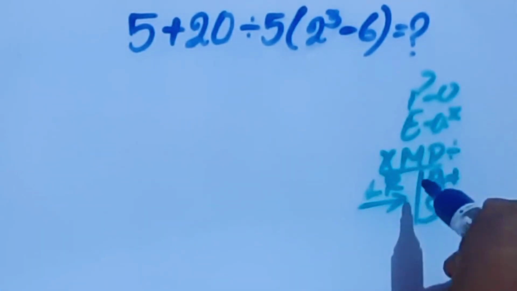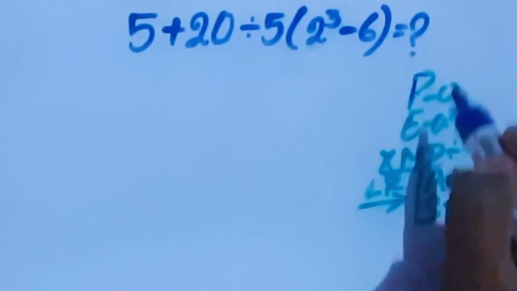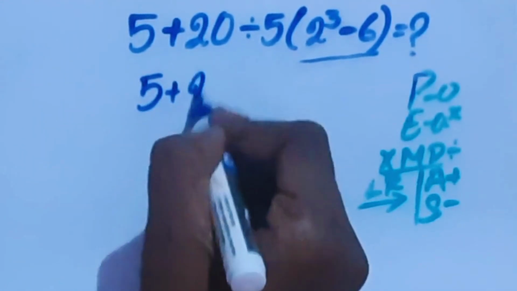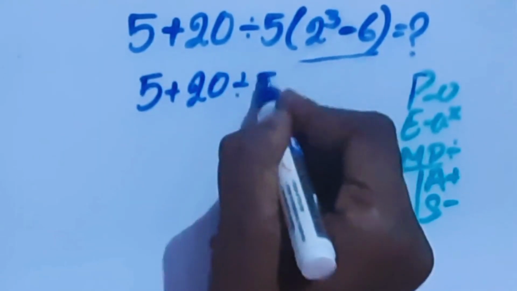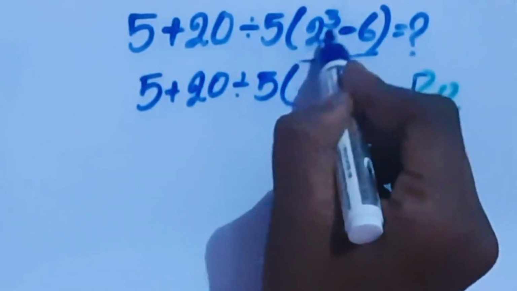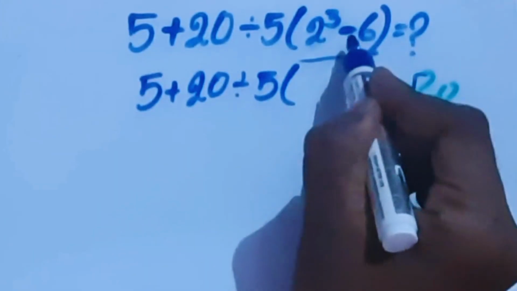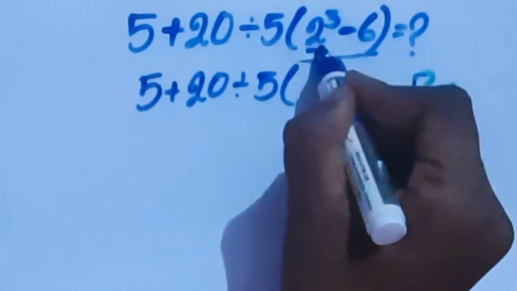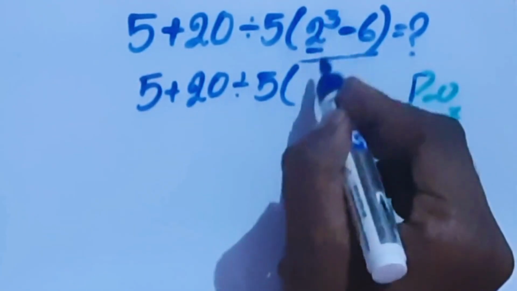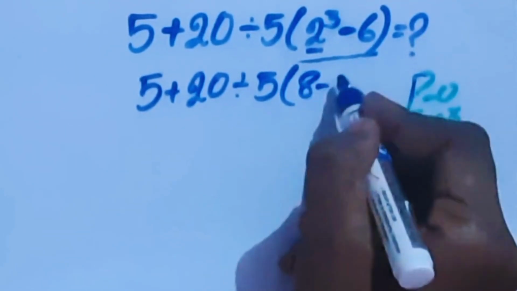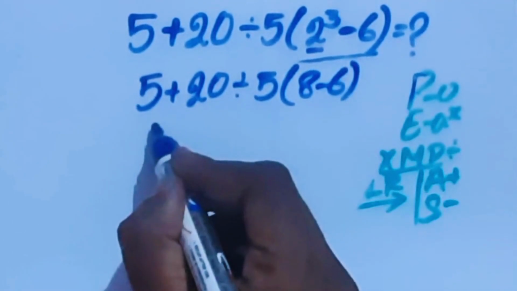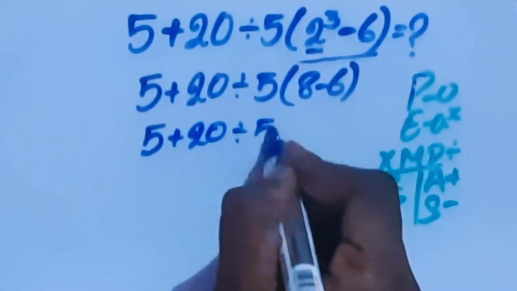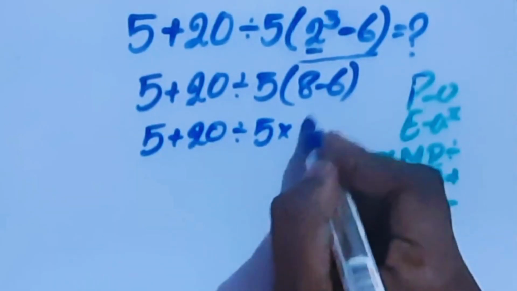Here as per this order of operations PEMDAS, the bracket is higher priority. So we have to do this bracket before this operation. So 5 plus 20 divided by 5 times, here we have two operations, one is exponent, other one is subtraction. Here exponent is higher priority than this subtraction, so we have to do this exponent before this subtraction. Here 2 power 3 is 8 minus 6 in bracket. So 5 plus 20 divided by 5 times 8 minus 6 is 2.